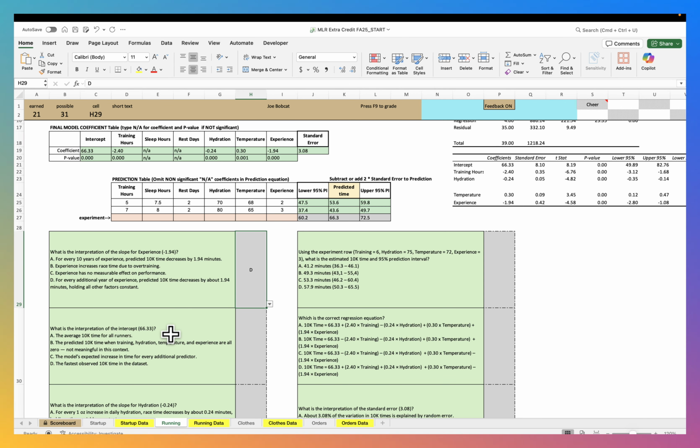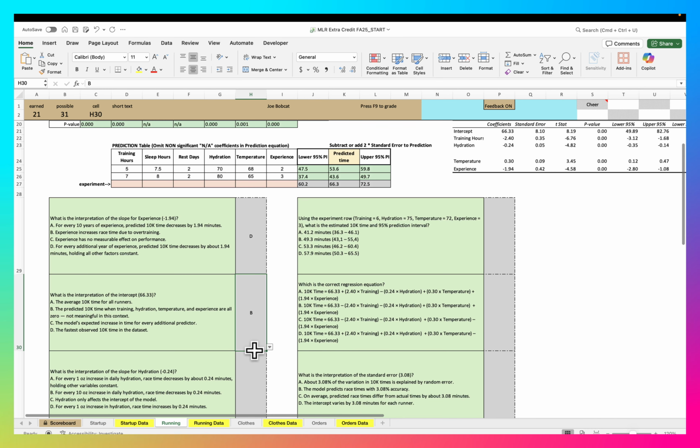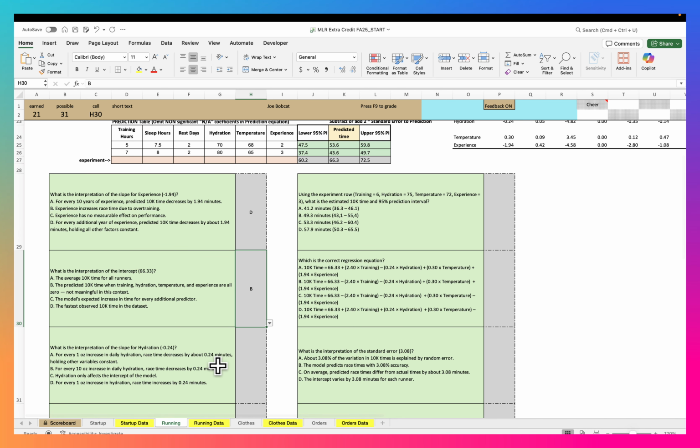What's the interpretation of the intercept? And that's going to be B. It's not meaningful. What's the interpretation of the slope for hydration? And it's for every 1 ounce, remember, hydration is measured in ounces, for every 1 ounce increase in daily hydration, race time decreases, that's why it's negative, by 0.24 minutes, holding all other variables constant.